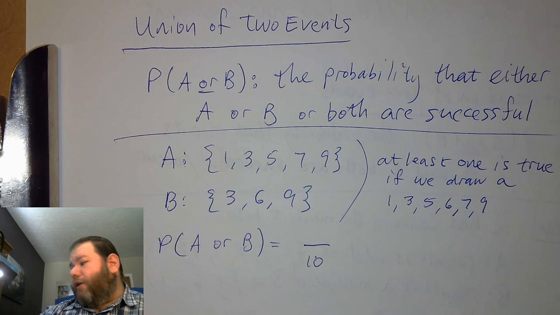You're on the right track, Haley. You're almost there. We wouldn't count the 3 and the 6, the 3 and the 9 twice. The 6 is only there once to begin with, so it would be 6 out of 10.